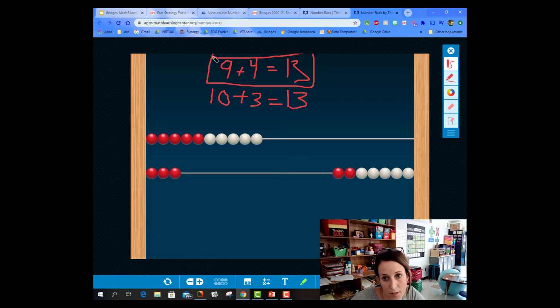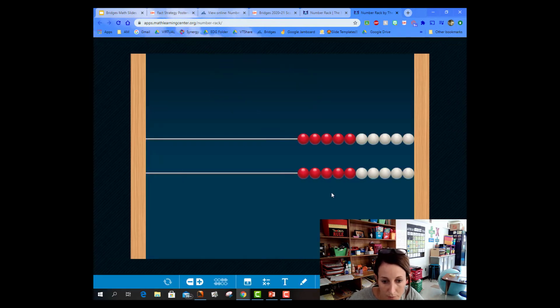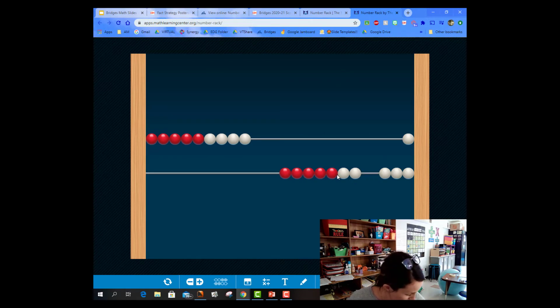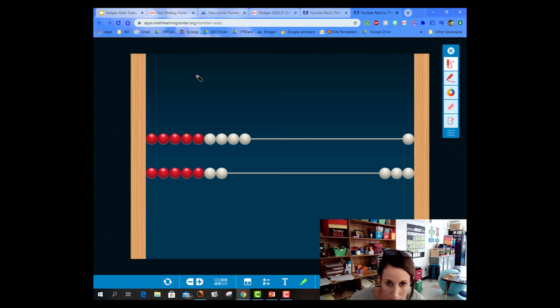This fact right here is a 9 fact. To solve this fact, we just moved 1 over to make it a 10 fact. And that's what we're going to focus on today. So I'm going to show you another example. If I have, let's say, 9 plus 7. So if I have 9 plus 7, how could I solve that using a 10 fact? Any ideas? Go ahead and pause the video and think about it. How could I make this a 10 fact?